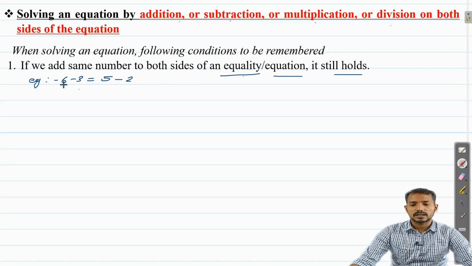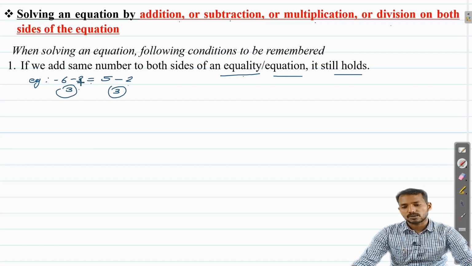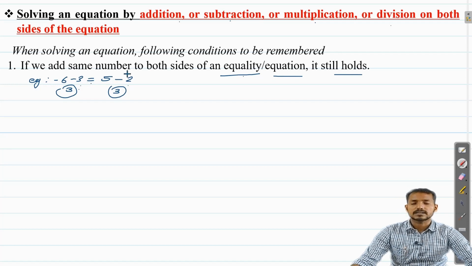So this is an equality, 6 minus 3 and 5 minus 2. What is the left hand side, LHS, of this equality? That is 3. Am I right? And RHS is equal to 3. That means the left side is 3 and the right side is also 3. The values are equal, so this is called an equality. Both sides should be equal. Otherwise, we cannot use this equal symbol.